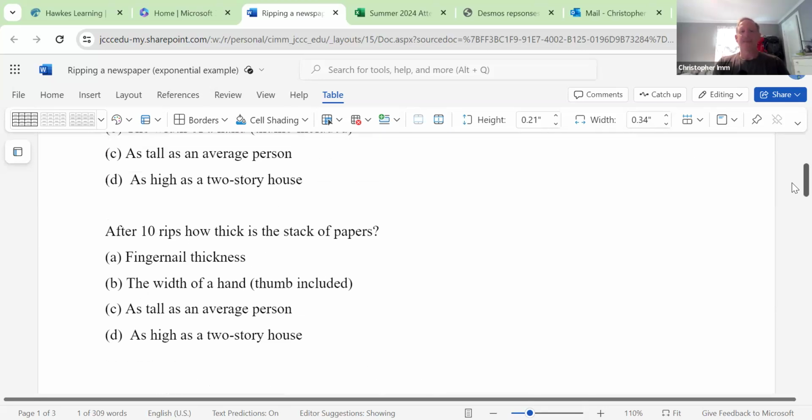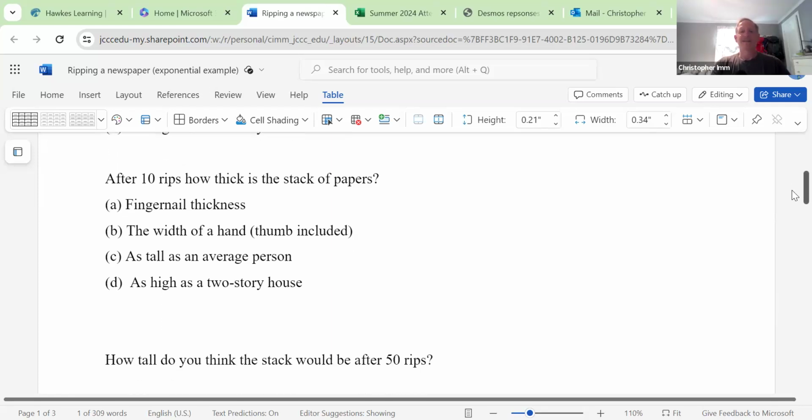So what do you think is going to happen after 10 rips? So that was 3, 4, 5, having a hard time ripping it now. 6. I think I'm only going to get 6 rips in, so I'm right here. So if I ripped it 10 times, how tall do you think it would be now?